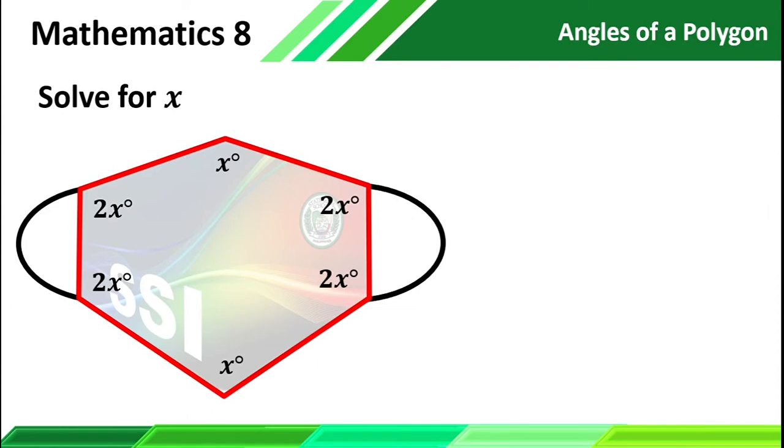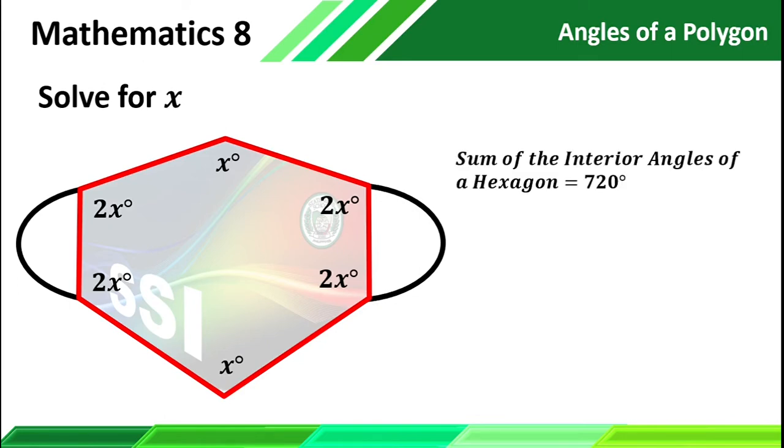Now let's solve for the value of x of this given figure. So I have here a six-sided polygon, and we know that the sum of the interior angles of a six-sided polygon measures 720 degrees. So to find the value of x, we can equate this one. So 720 is equal to 2 times x because we have 2 x's here, and 4 times 2x because we have 2x here. So 4 times 2x.